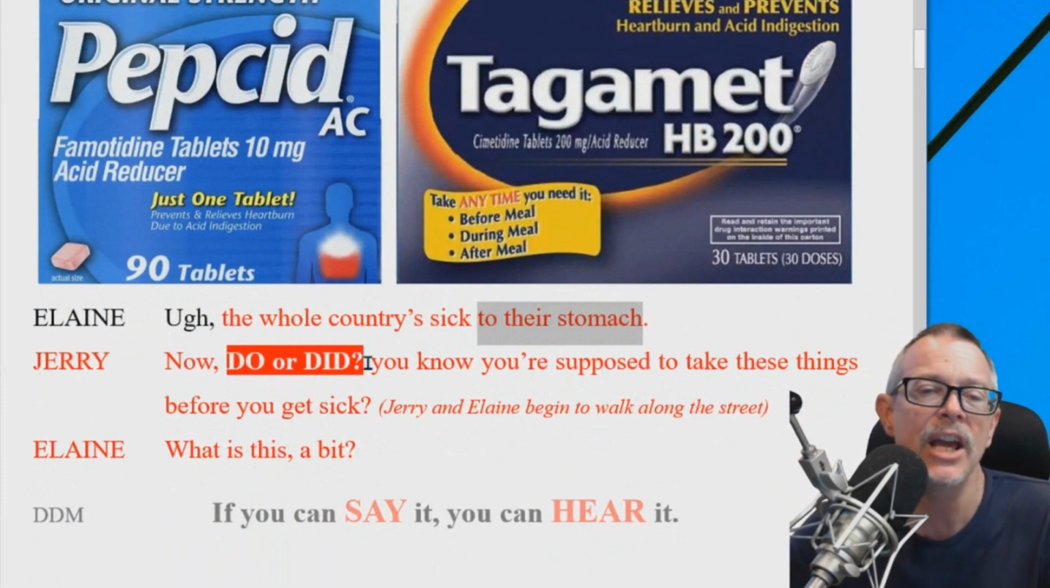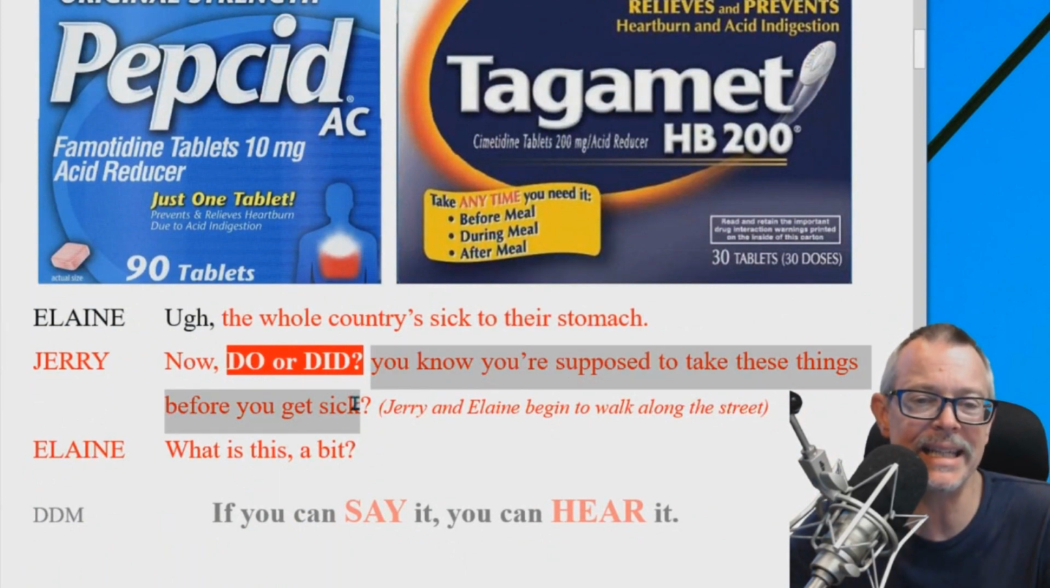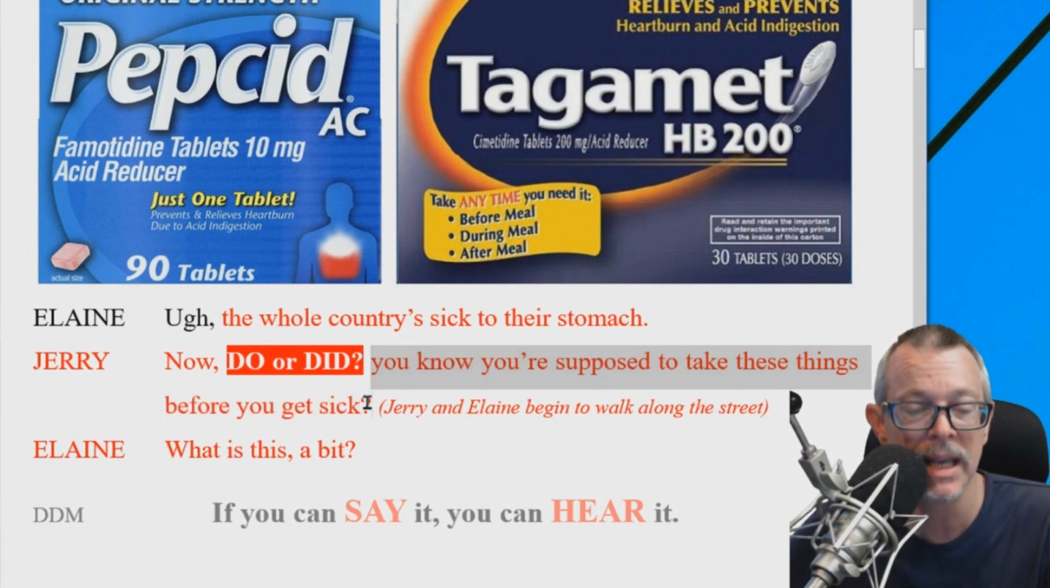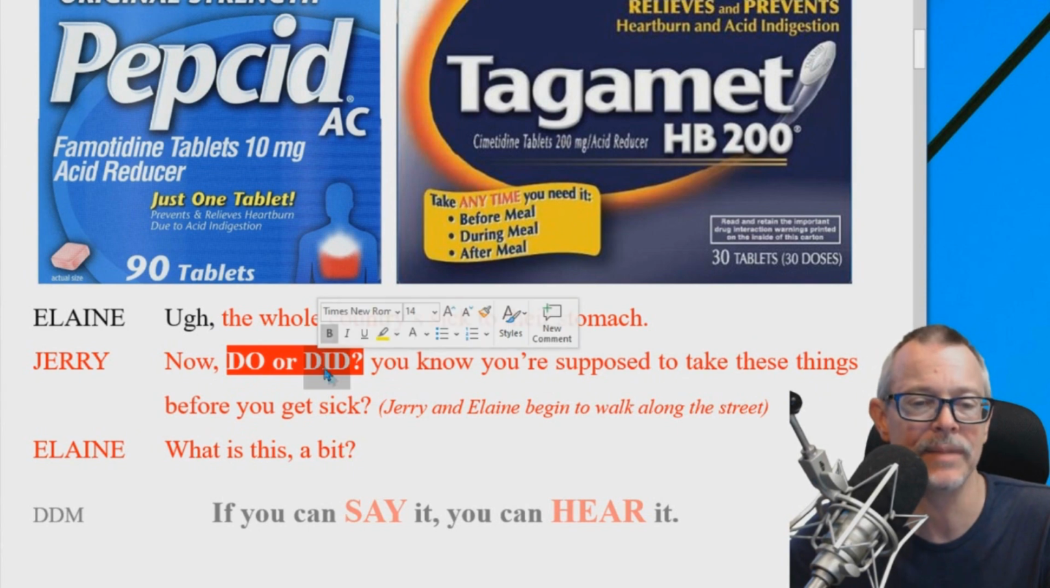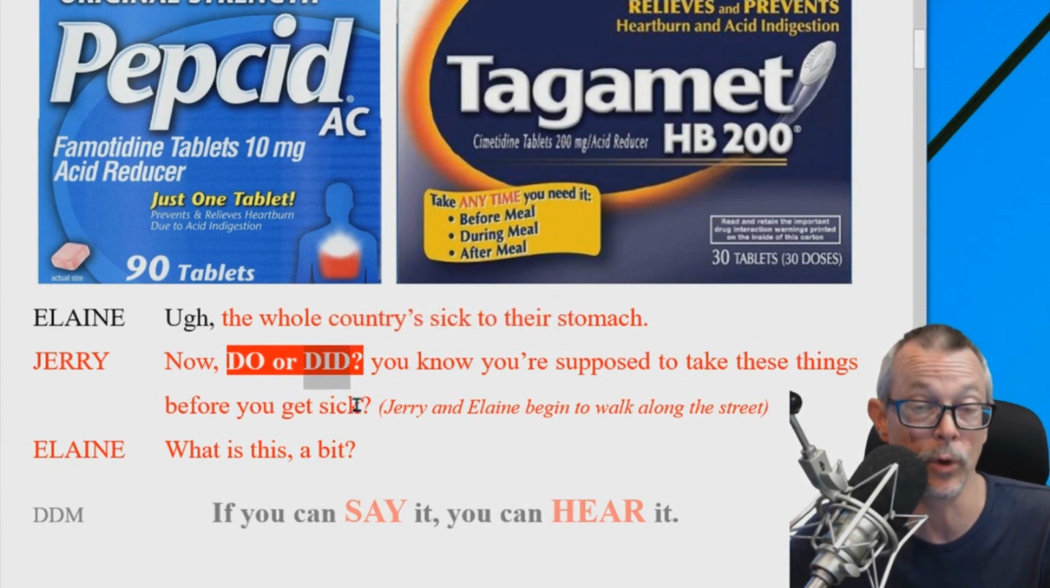Jerry. Now, you're supposed to take these things, these pills. These are pills, right? These drugs, before you get sick. And I told you guys grammatically did you know you're supposed to take these things before you get sick? Which is correct. Did is the correct answer. Oh, but Rosewood said, why not do? Do you know you're supposed to take these things before you get sick?